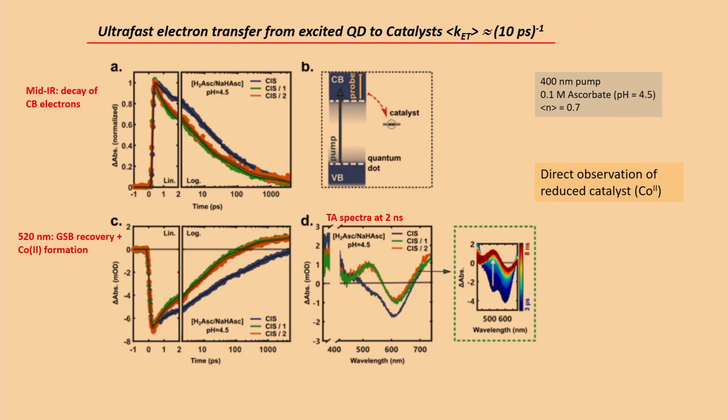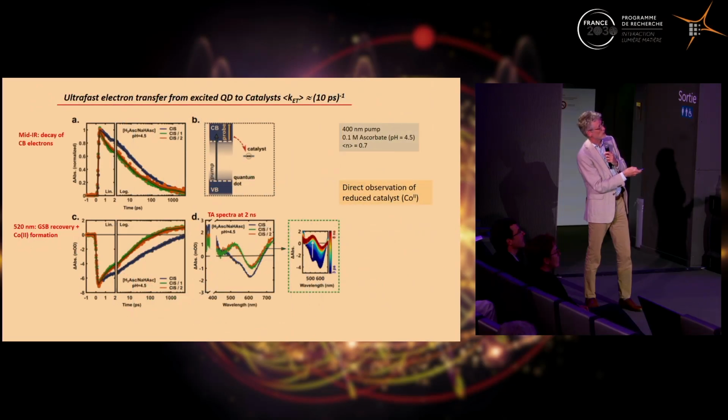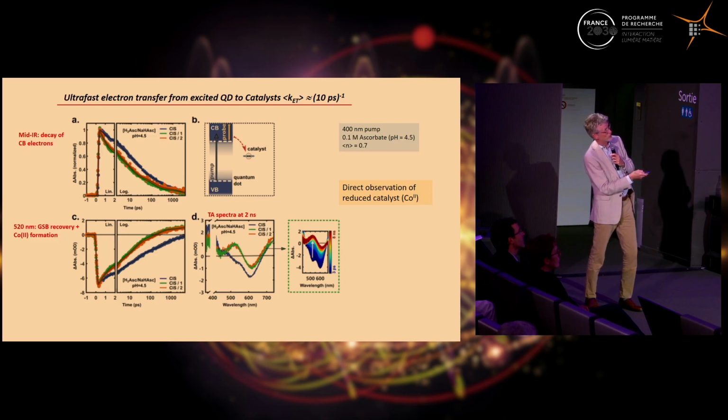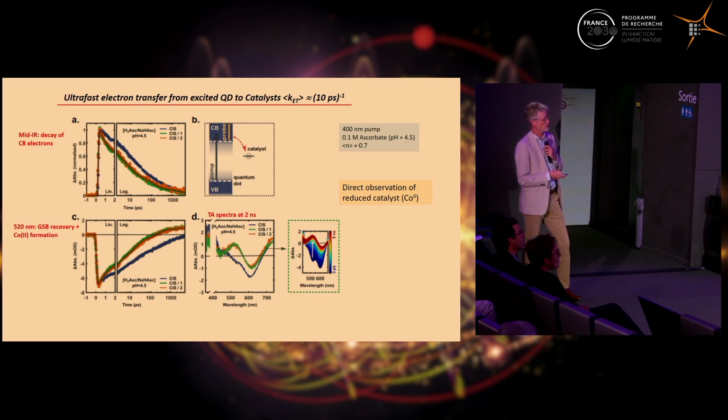In transient absorption spectroscopy, we could also see direct evidence. So this is about the average number of quenchers is 0.7. So here we see in the mid-infrared, we see in blue without catalysts, and green and red the 2 different catalysts. They're indistinguishable, but they're clearly faster. We see the electrons in the conduction band disappear faster, presumably because they reduce the catalyst. The ground state bleach recovery sees a similar increase in rate, and they end up in a positive absorption.